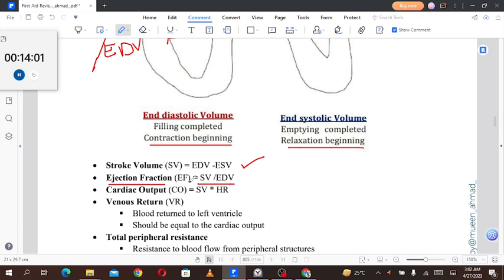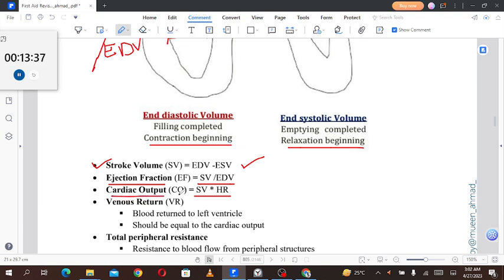Cardiac output is equal to stroke volume multiplied by heart rate, how many times the heart is beating. Stroke volume means the total amount of blood that is pumped in one beat. When the heart beats one time, the total amount of blood pumped into circulation in that one beat, multiplied by the total number of times the heart beats in 1 minute. That is the heart rate. So stroke volume multiplied by heart rate gives us the cardiac output per minute.